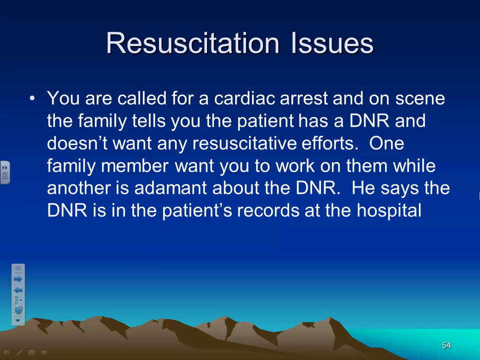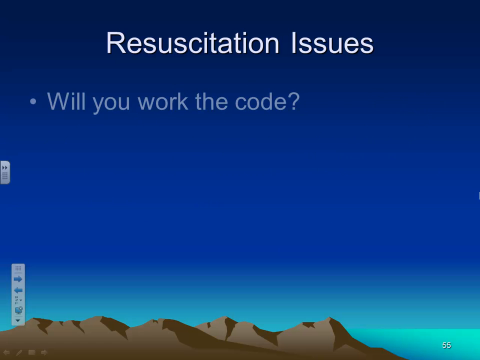Okay, you're called for cardiac arrest. On scene, the family tells you the patient has a DNR and doesn't want any resuscitative efforts. One family member wants you to work on him while another is adamant about the DNR. He says the DNR is in the patient's records at the hospital, but they don't have it on hand. Keep going. You're working that code? They don't have it on scene.